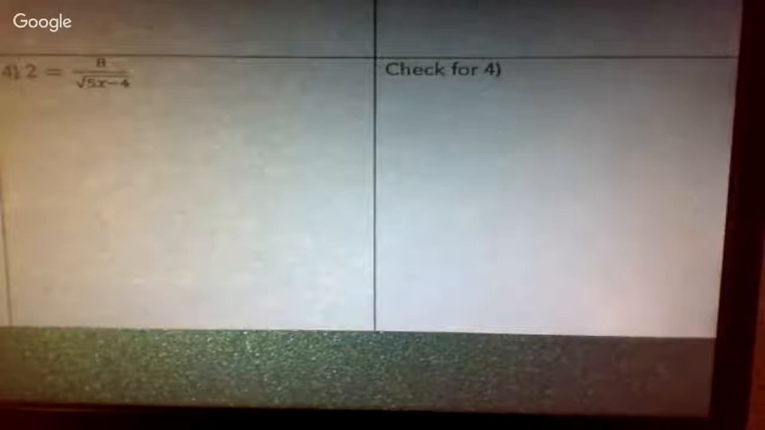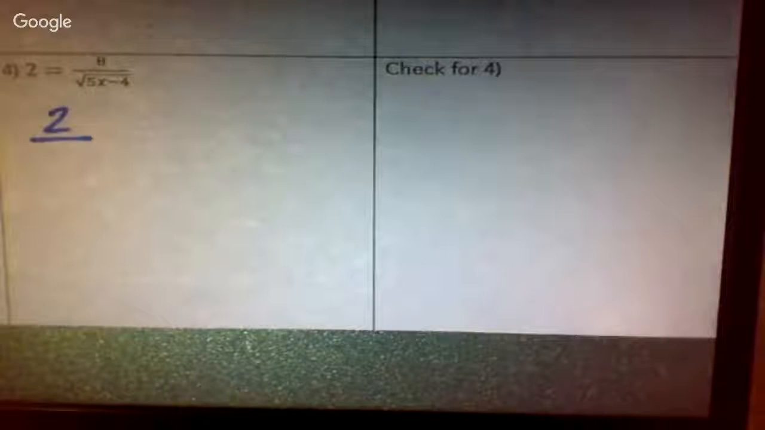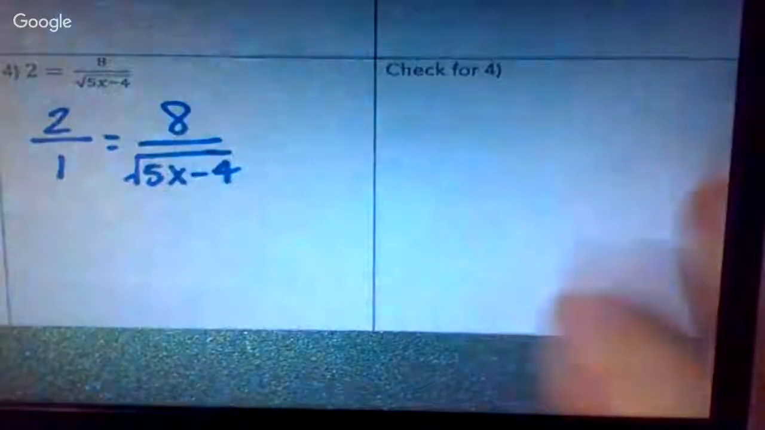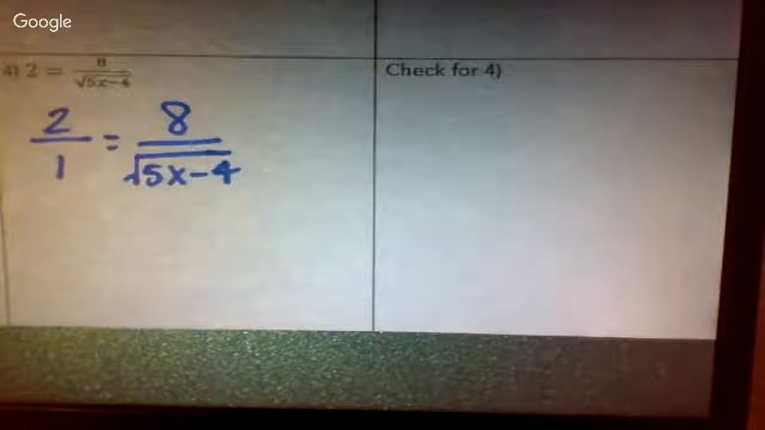I'm going to do it this way because once we get into the next unit, it'll make the next unit super easy. So, whenever you have equals some kind of a fraction, we're going to set up what we call a proportion. Okay? So, 2 over, what do I put in the bottom so the 2 doesn't change? A 1. So, this is 2 over 1 equals 8 over the square root of 5x minus 4. Notice, I didn't change anything about that equation except for sticking a 1 in the bottom, which doesn't change it because 2 divided by 1 is still 2.